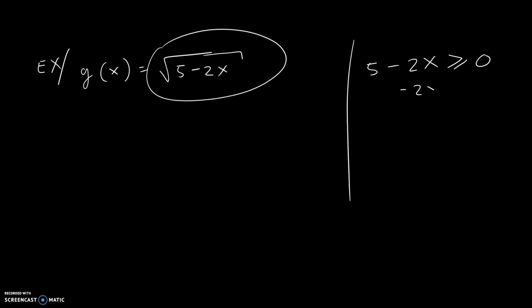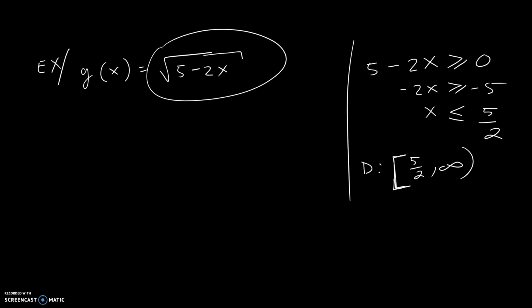So this would be negative 2x greater than or equal to negative 5. Remember, the inequality sign switches anytime you divide or multiply by a negative number. So this will give you x less than or equal to 5/2. So now we know that the domain must be between negative infinity and 5/2. And remember to include 5/2 because it's less than or equal to.